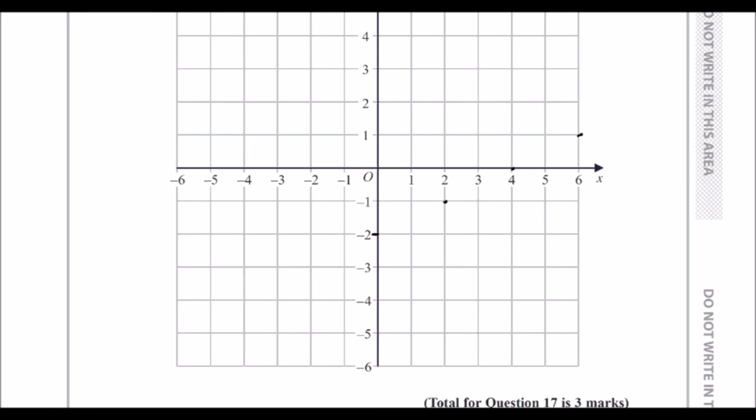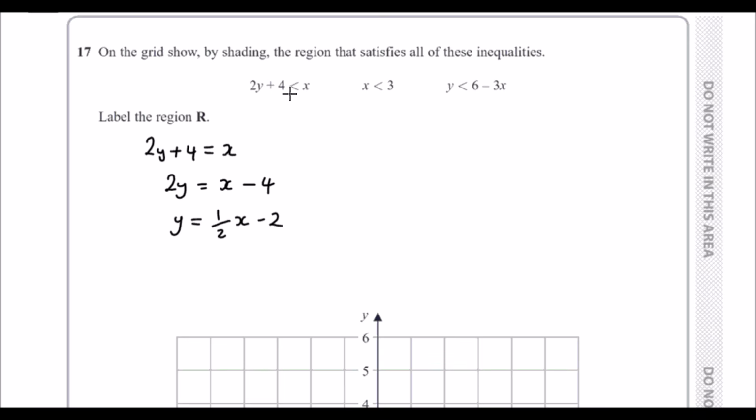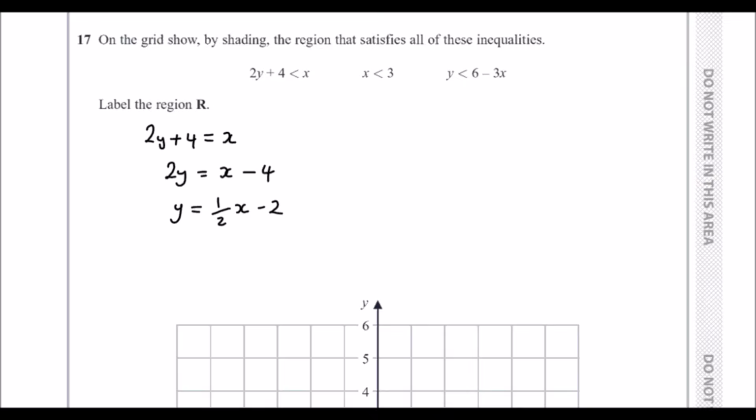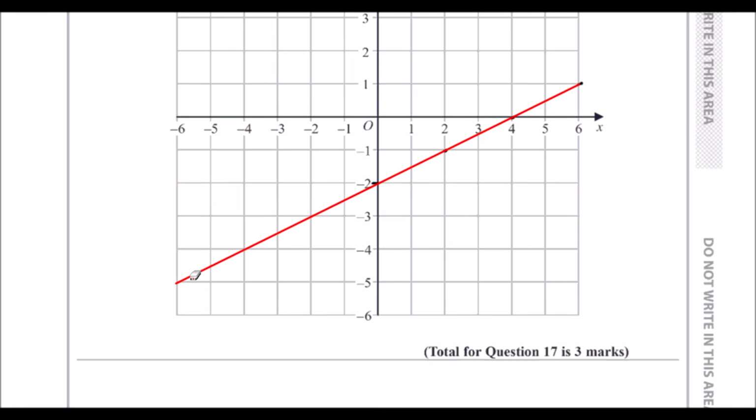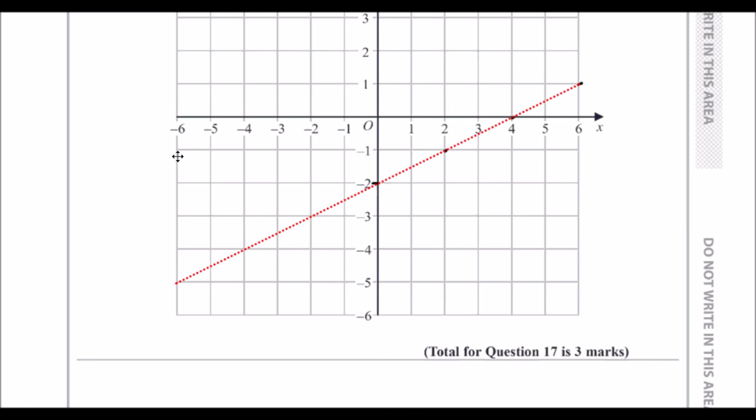So we're going to draw the line. I'm going to draw a full line in for now, but because it's not an or equals to, we're supposed to have a dotted line. So we don't want this whole line. We want a dotted line. So we need to change this somehow into a dotted line. There we go.